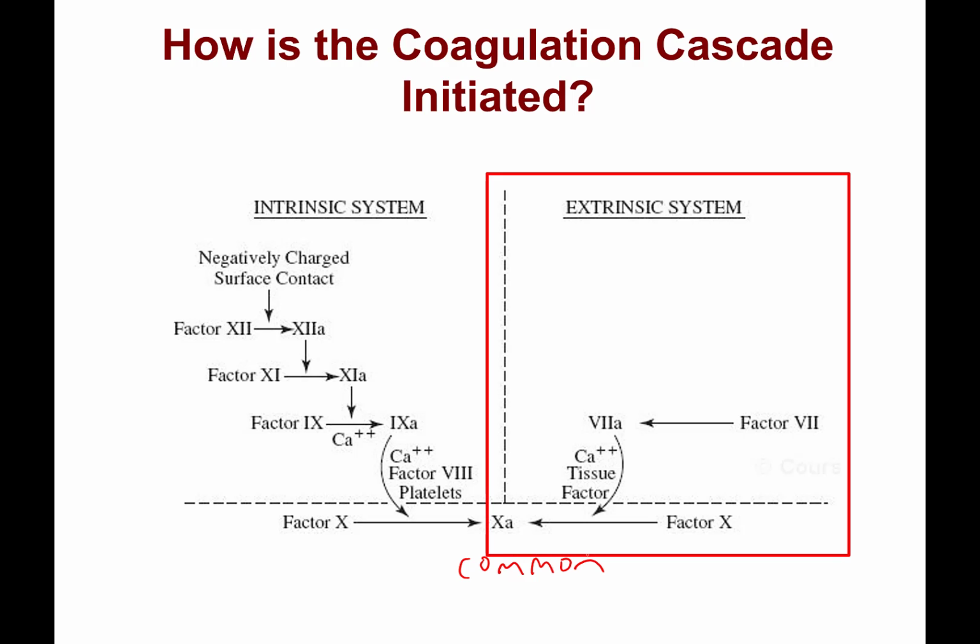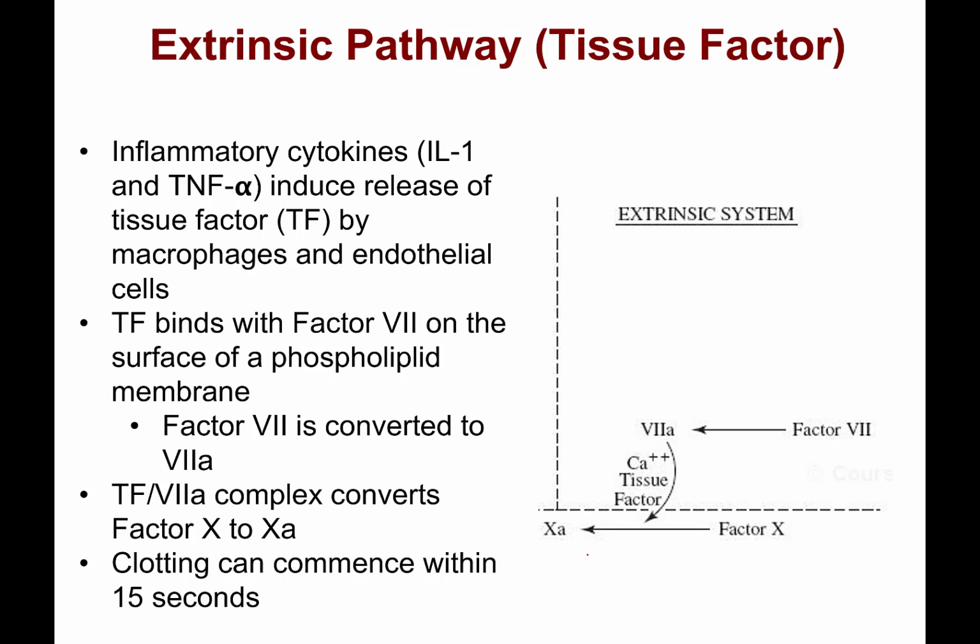So first, we're going to focus on the extrinsic. The extrinsic pathway is also referred to as the tissue factor pathway. When we have an injury, we get release of inflammatory cytokines. These cytokines, like interleukin-1 and tumor necrosis factor alpha, induce release of tissue factor, abbreviated TF, which is released by macrophages and endothelial cells at the site of injury.